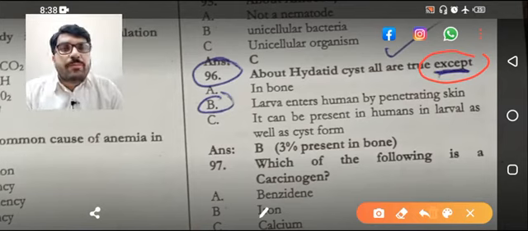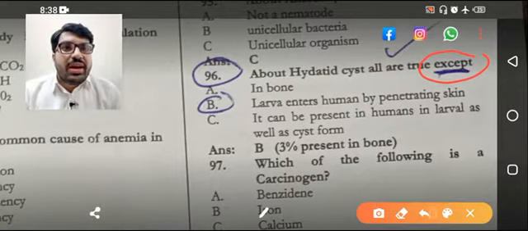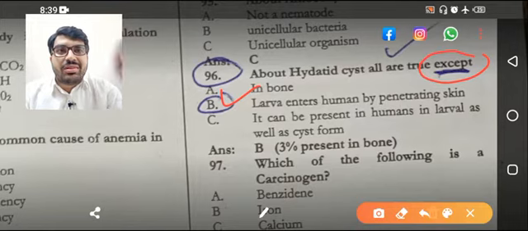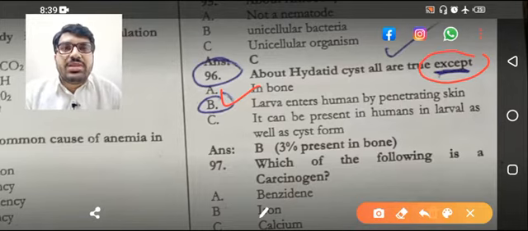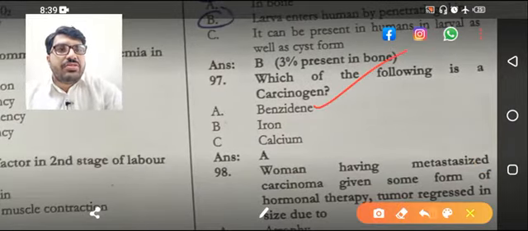So in bone, yes, it can involve bone. Option B, larva enters human by penetrating the skin, no, it does not enter by penetrating the skin. It can be present in human, in larva, this is also right. So if except is mentioned, then the answer is B. Larva enters through ingestion. Which of the following is a carcinogen? The answer is benzidine. Simple.